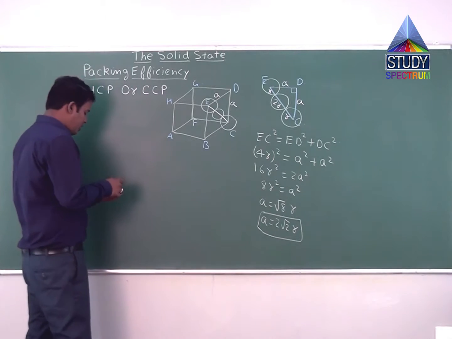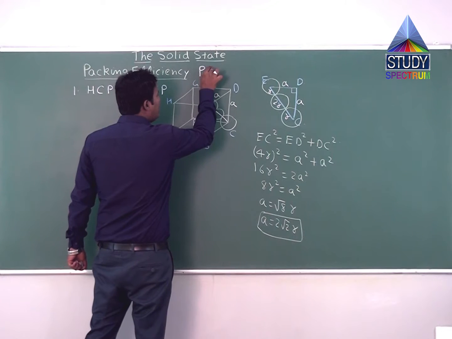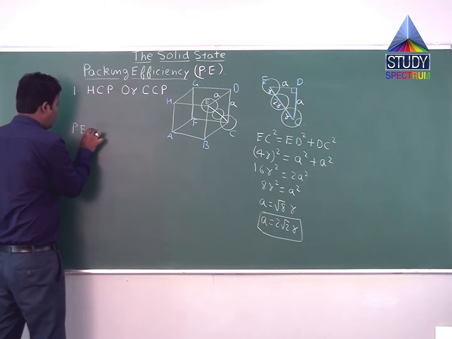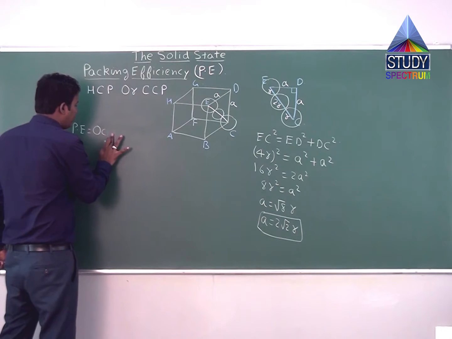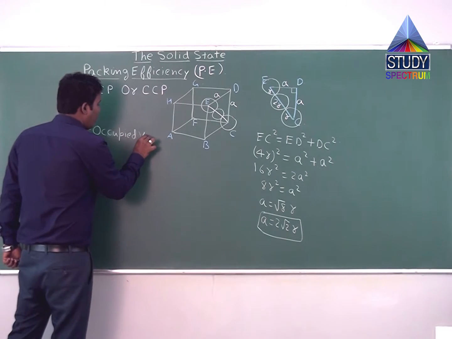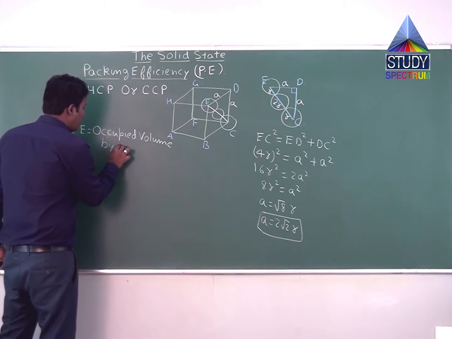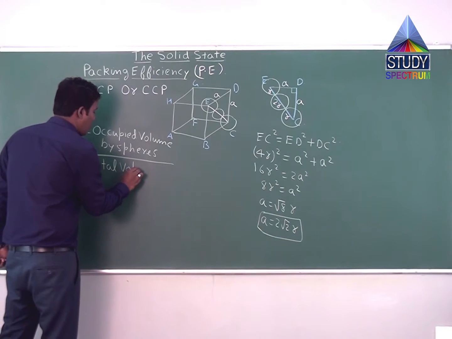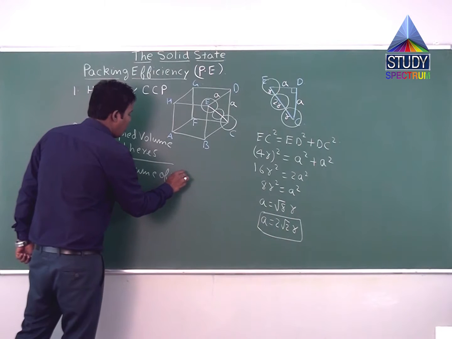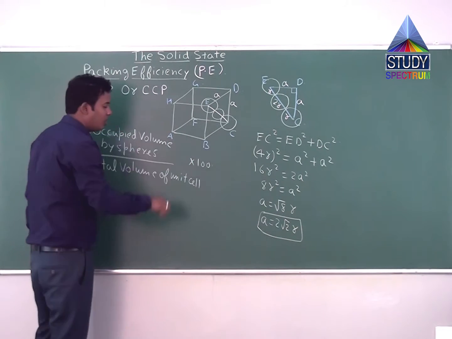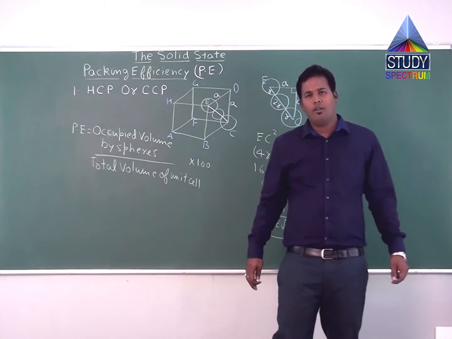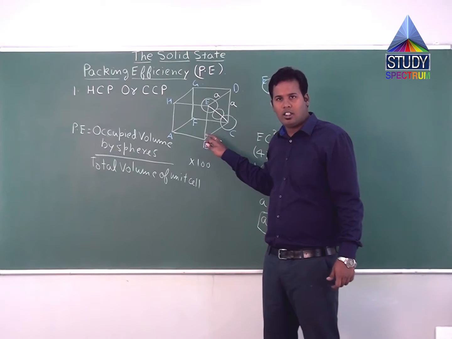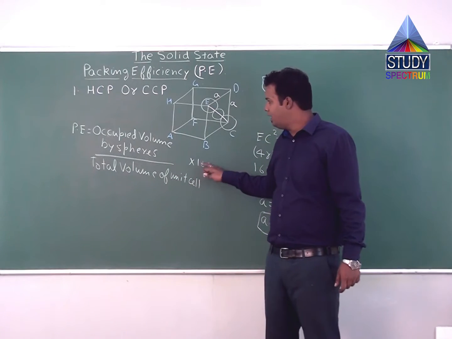Okay. Now if we talk about packing efficiency, we'll use some notations. We'll represent packing efficiency as P.E., which means packing efficiency. Now packing efficiency is actually occupied volume by spheres upon total volume of unit cell into 100. Correct? So packing efficiency basically means what is the volume occupied by the constituent particles in this cube, which is spheres. So what is the occupied volume of spheres inside this cube upon total volume of this cube, that is total volume of the unit cell, into 100, that is packing efficiency.